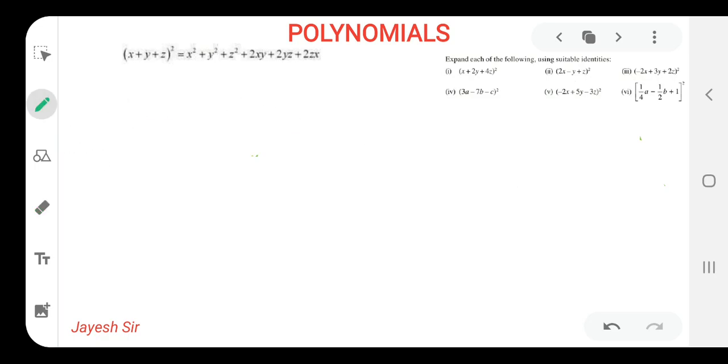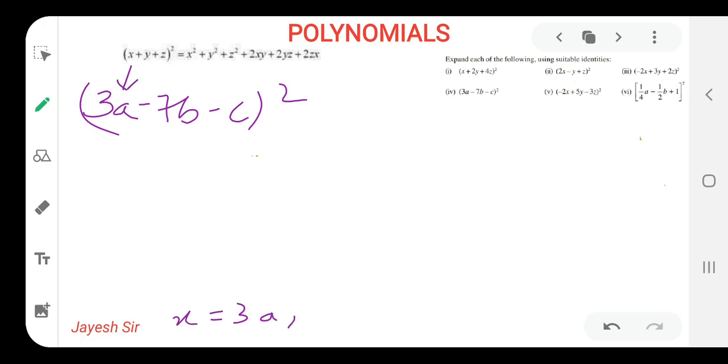So let's begin with the fourth sum for the day. First, again I am telling you how to find the value for x, y and z. 3a minus 7b minus c whole square. We have to relate it with our question. Value for x we have got is 3a. Value for y we have got is minus 7b, and value for z is minus 1c, or minus c. You can directly say it as minus c, because all the signs are not positive, so we have to take it along with the sign.